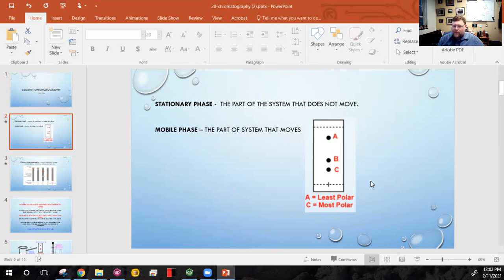Okay, so again, if you remember in the TLC, you start the sample where my cursor is, put the plate into some organic solvent, capillary action pulls the solvent up the plate. So the least polar compound, A, moves really fast. B, kind of a middle polarity, moves middle, and C, the more polar compound, moves slowest. We're going to turn that on its head in column chromatography.